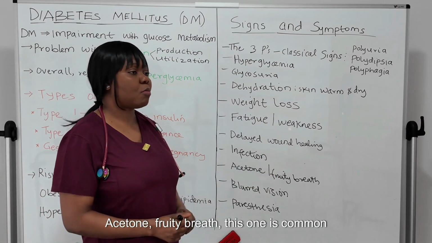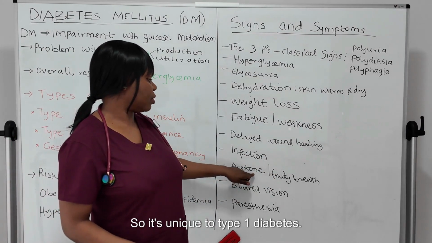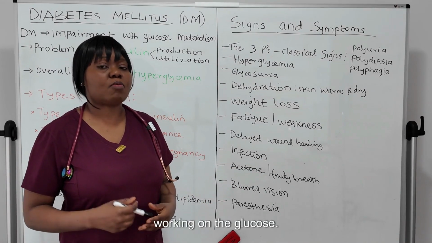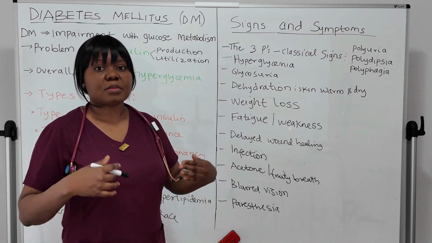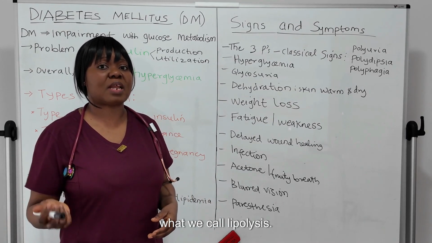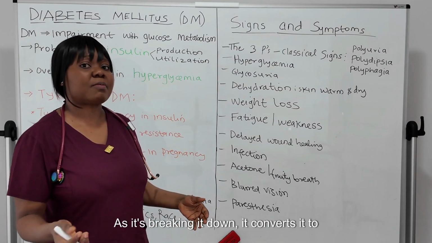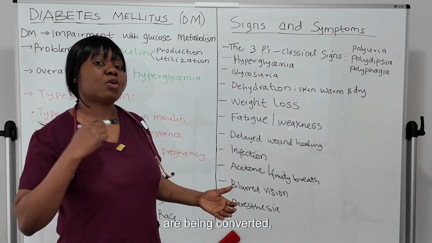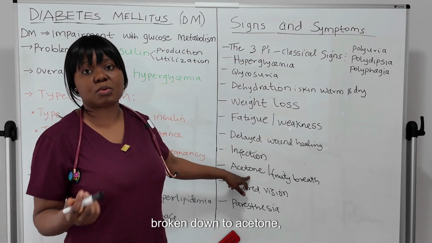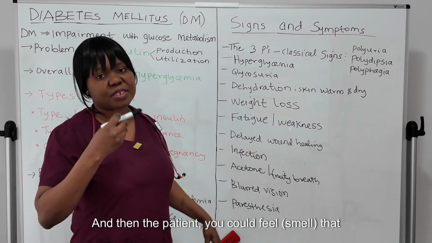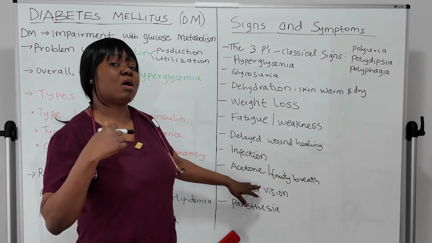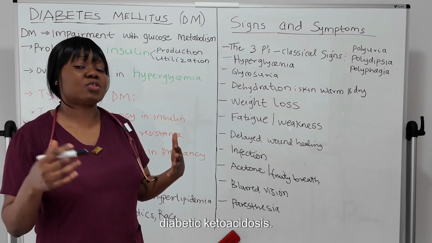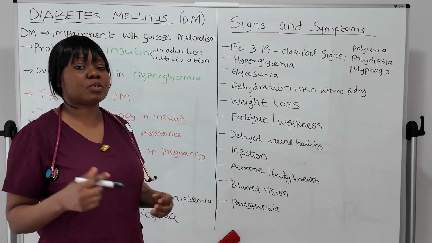Acetone fruity breath, this one is common with type 1 diabetes. It's unique to type 1 diabetes. That's because there's basically no insulin to do the job of working on the glucose. So because of that, the body will fall back to fat, which is what we call lipolysis. It begins to break down fat into fatty acids, and those fatty acids are then broken down to acetone, which is acidic in nature. And then you could smell that fruity breath on the patient. It's more observed when type 1 diabetes gets to a level where they are having DKA, diabetic ketoacidosis. I'll look at that in another video, so you want to check it out.